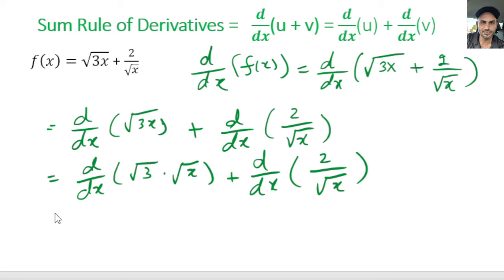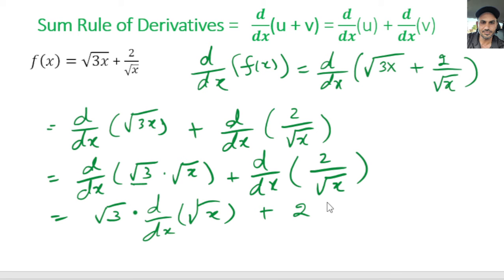Okay. Now we can pull out the constants from the derivative term and write them as a coefficient multiplied in front. So we're going to take out square root of 3 from here and 2 from here. So let's take square root of 3 out, times d over dx of square root of x. And then here I'm going to pull out 2 times d over dx of 1 over square root of x.